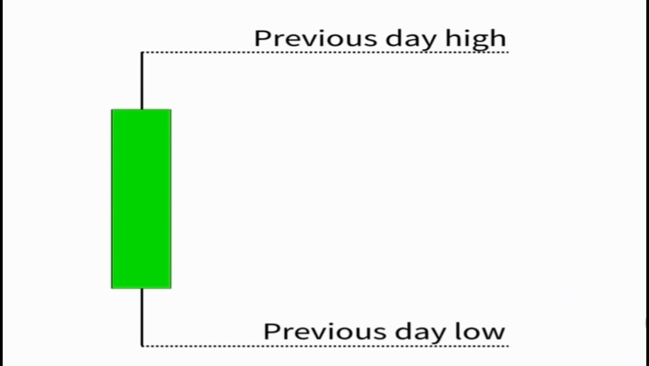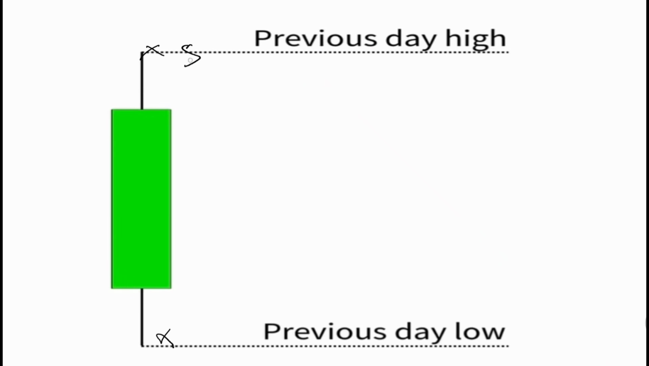Okay, so for this candle, this is a bullish candle. You can see the previous day's high, and this is the previous day's low. It is very, very important you know the previous day's high and low, whether it is bullish or bearish. It's the same: the previous day's high and the previous day's low.